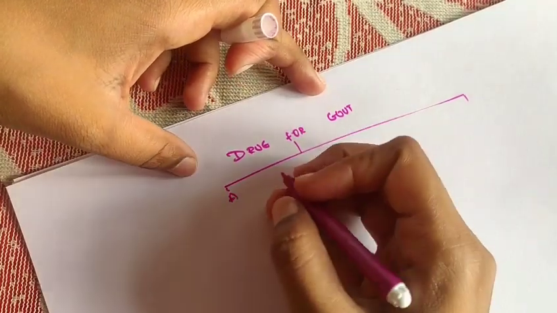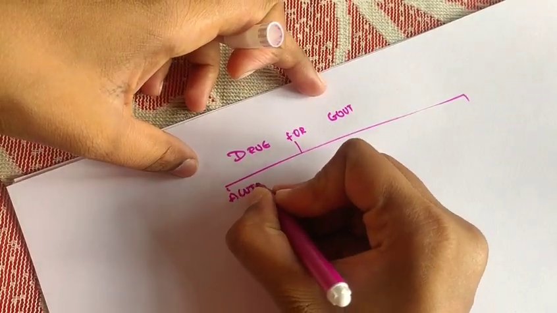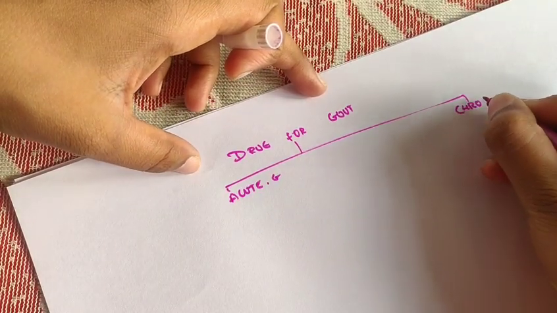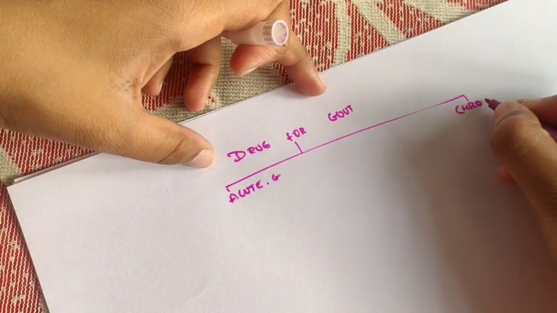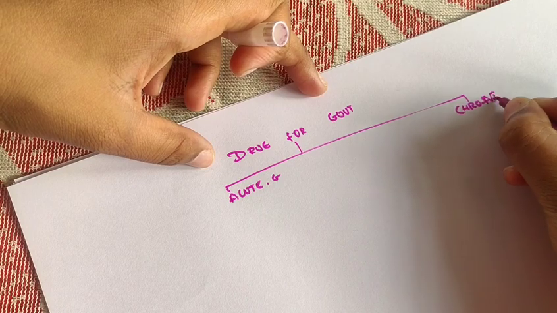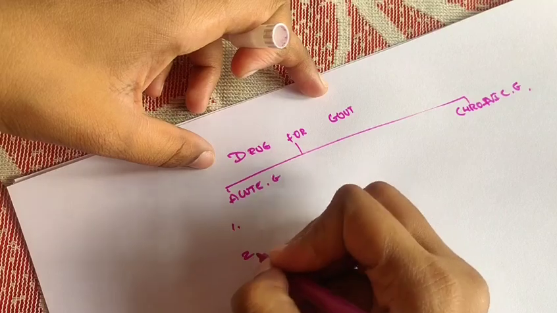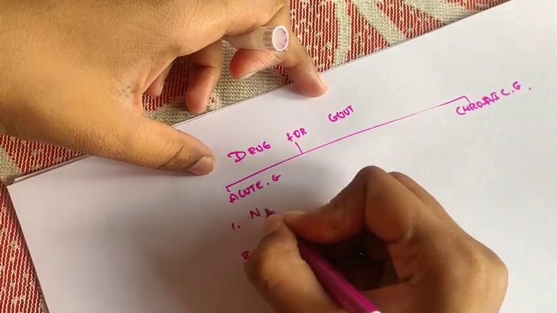There are two types of gout: acute gout, which occurs in a short duration, and chronic gout. In acute gout, there are three drugs, that is 1, 2, and 3. The first drug will be NSAIDs.